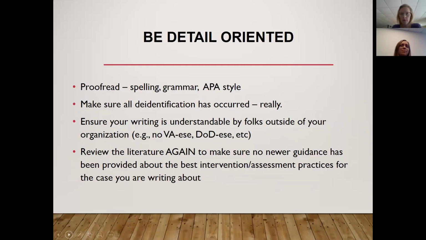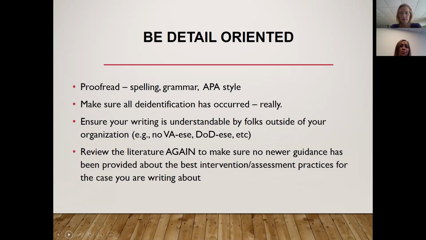The next is to be detail oriented. One of the things to do, and I know you're already stressed after you go and write all of these things up, is go back for spelling and grammar, and yes, APA style. When you have references, organizational, just work from an APA style. We encourage you to really proofread what you've done.